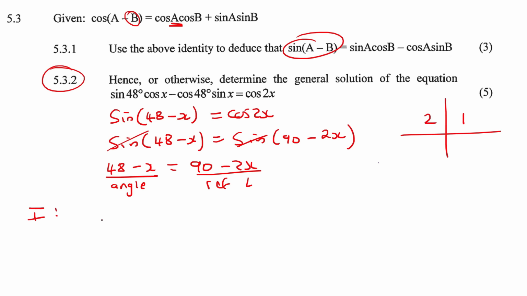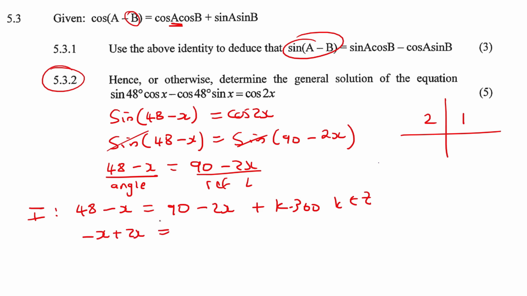So for quadrant 1, you just literally take your angle, and then you don't say 180 minus, 180 plus, 360, none of that. Not for quadrant 1, Kez. Now we're just going to solve. I'm going to bring this 2x over, and bring the 48 over, and so we end up with x equals 42 plus k360, k element of Z.